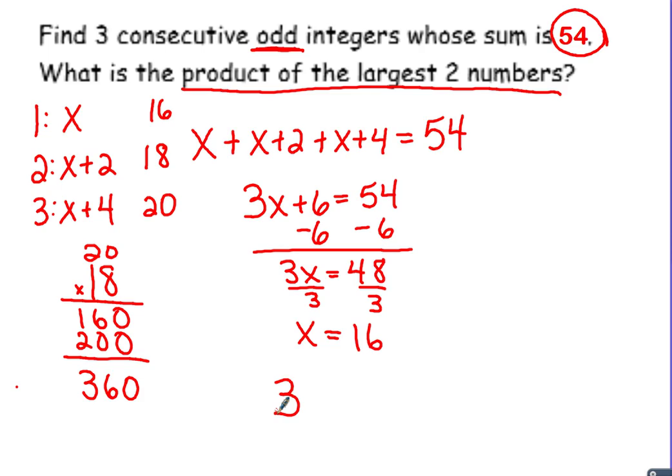Oh, she's right. Cross out odd as well. We have to change this to even. I'm sorry. Even integers whose sum is 54. And we're going to get 360. Sorry, we have to fix that problem in 2 places. Sorry if I'm confusing you.